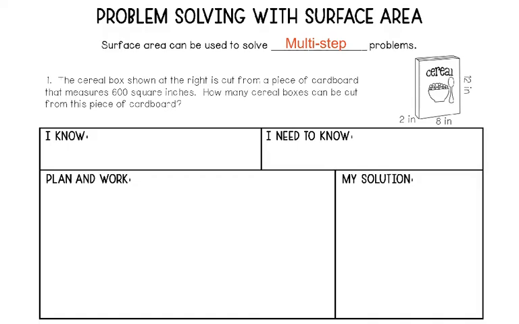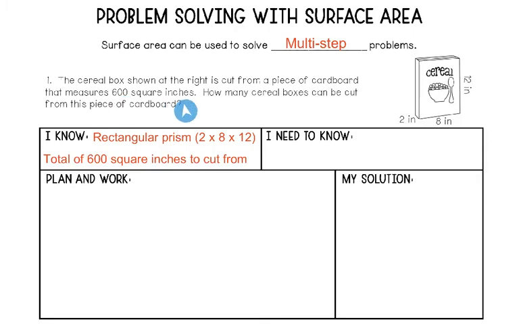Take a second and think about everything you know just from that word problem in this picture, write it in this I know box, and then press play whenever you're ready to check. All right, so there's two big things you want to know from this problem. One is that this is a rectangular prism. It has dimensions of 2 as the width, 8 as the length, and 12 as the height. There's a total of 600 square inches to cut from. That's given to us in the problem. And what we need to know is how many boxes can be cut from the piece of cardboard.